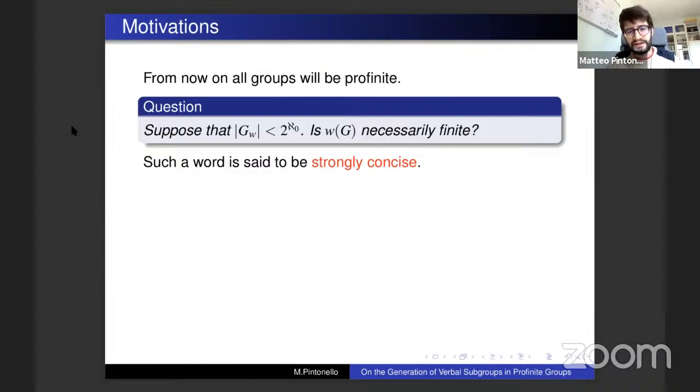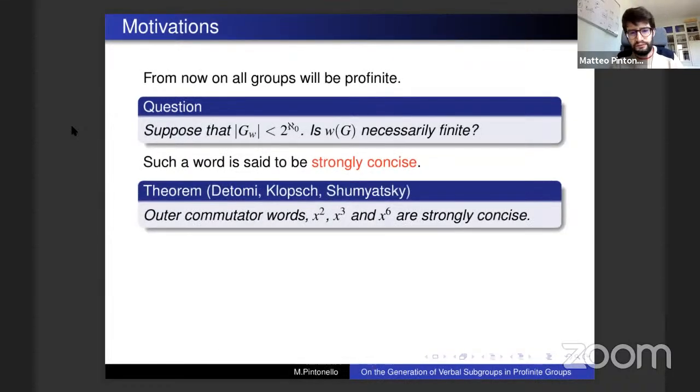Is it true that the verbal subgroup is necessarily finite? All words that satisfy this are said to be strongly concise. And indeed, there are some such words. The best result in this way is the one of a couple of years ago of Detomi, Klopsch, and Shumyatsky, who proved that outer commutator words and a few sporadic power words are strongly concise.